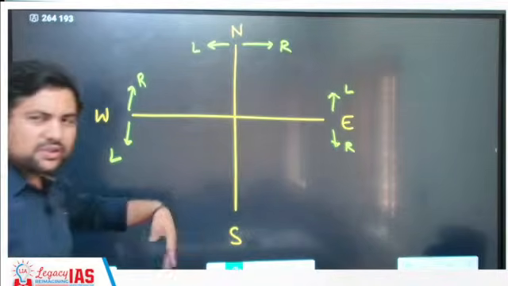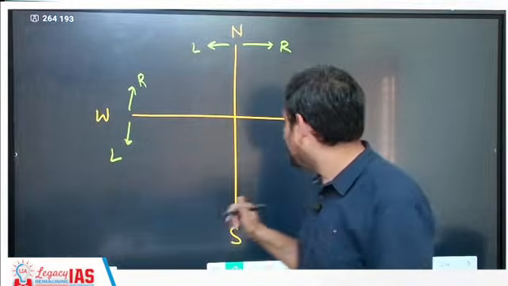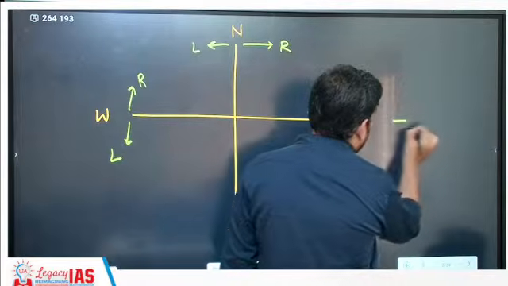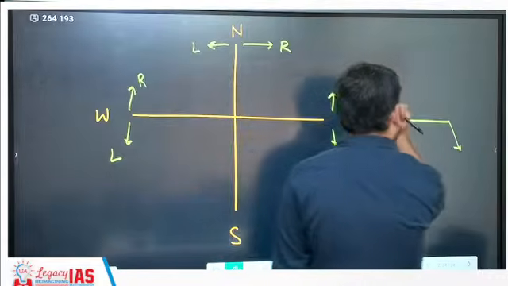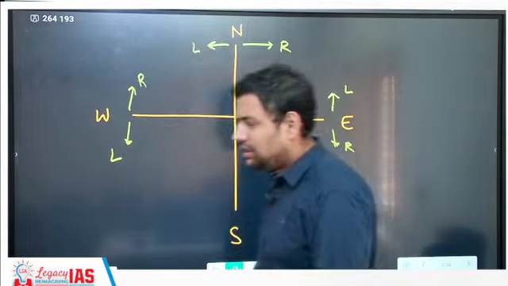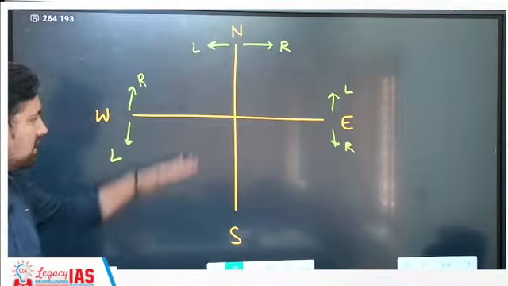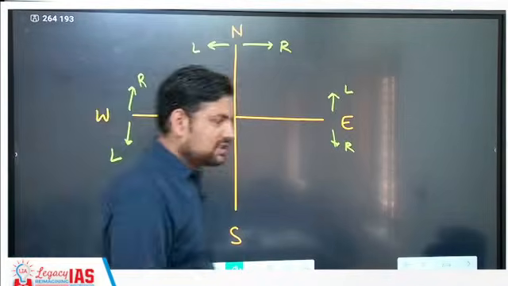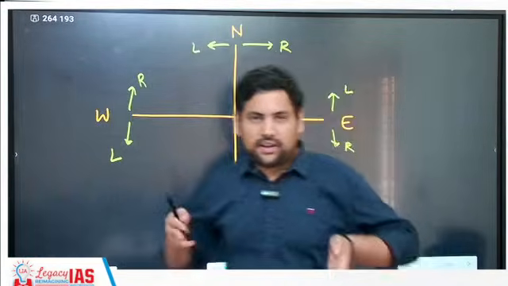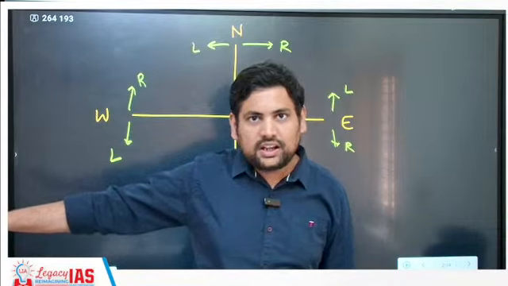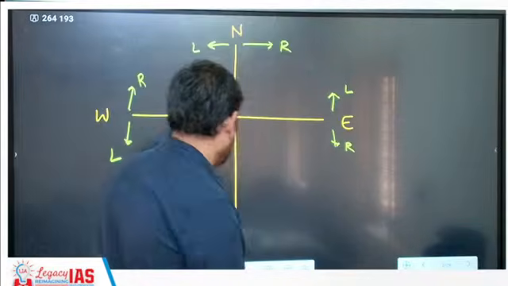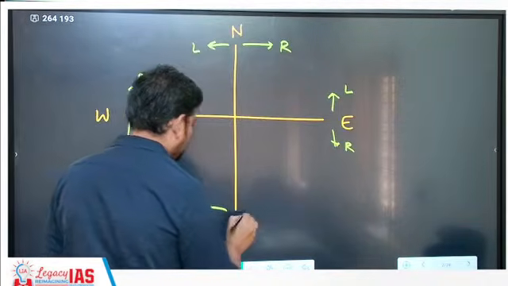You can also feel it while drawing. For example, if I start drawing like this, I can feel that this seems like my right. Correct? Now, the only problem that students are not able to visualize is with respect to south. Of course, you can visualize it like this. If I am moving down like this, then what is my right? This is my right and this is my left.